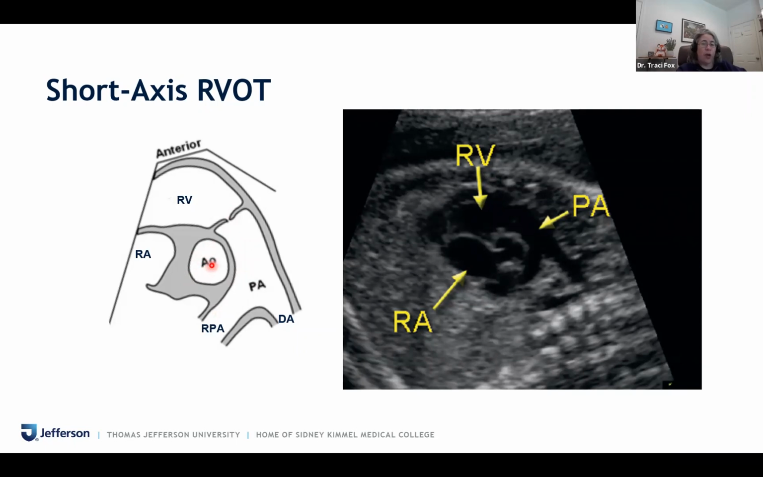The aortic arch is going over this image. It's in a different plane. But the right pulmonary artery is crossing underneath the aortic arch. The ductus arteriosus goes straight back to the descending aorta. So the descending aorta is here. So right atrium, right ventricle, main pulmonary artery, straight back to the ductus arteriosus into the descending aorta. Right pulmonary artery crosses underneath. This is the short axis RVOT.